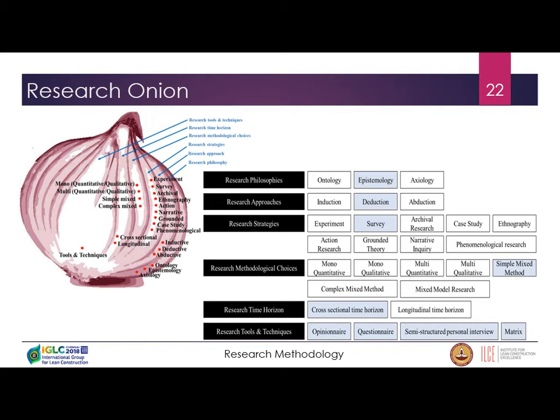Further, the approach is deduction, and a survey method was used as a strategy. A simple mixed method was used as the methodological choice, and as it was part of an undergraduate thesis, the duration was 6 months. So the data was collected as a snapshot. As a result, it falls under a cross-sectional time horizon, and tools like an opinionaire, questionnaire, semi-structured personal interviews, and a matrix were used.